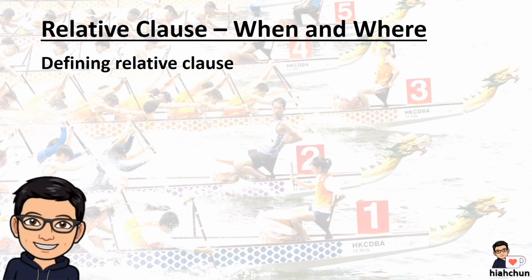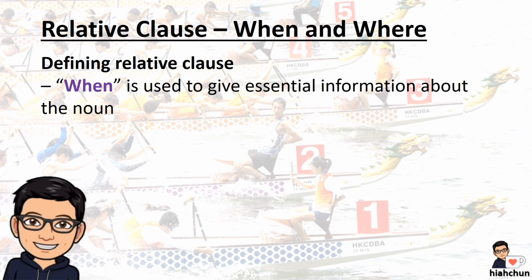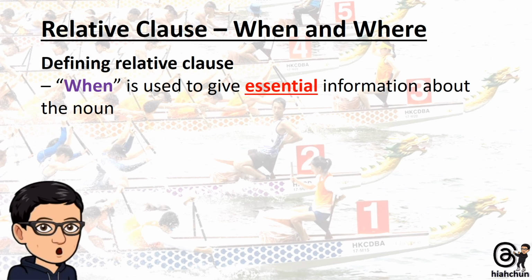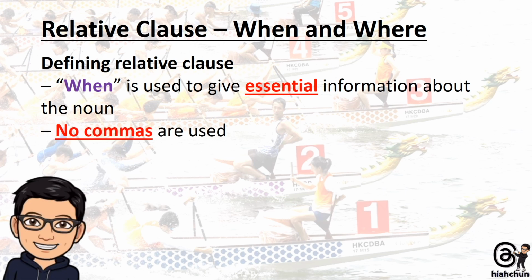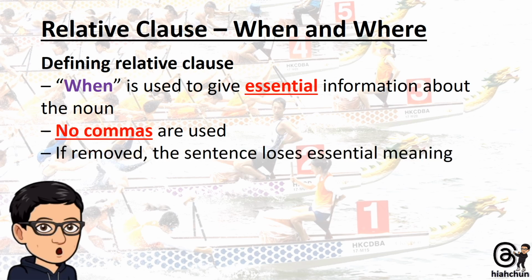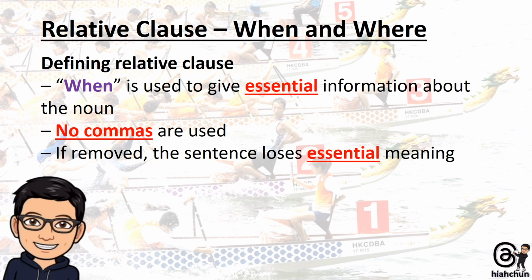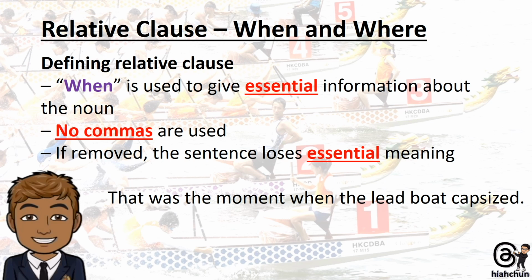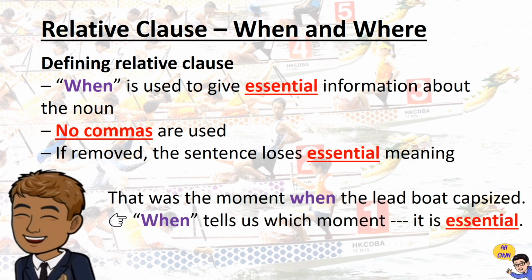In a defining relative clause, we use when to give essential information about the noun. The clause is necessary to understand the sentence, so we don't use commas. If we remove the clause starting with when, the sentence loses its essential meaning and becomes unclear. Let's look at our example sentence. That was the moment when the lead boat capsized. When tells us which moment. It's essential.